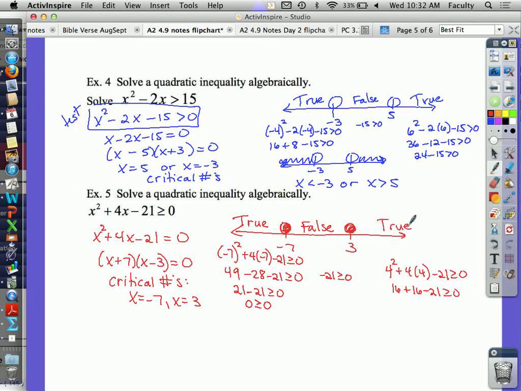Now, if you're starting to get the hang of this, you do not have to do this step right here if you can do it. Do you see that that's going to be x less than or equal to -7 or x greater than or equal to 3? You only do that extra step if you need to see it, okay? All right, questions on this?